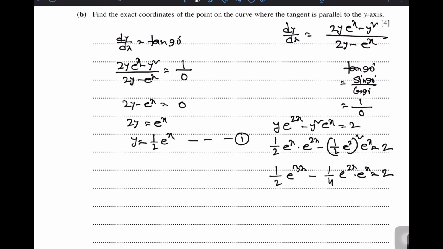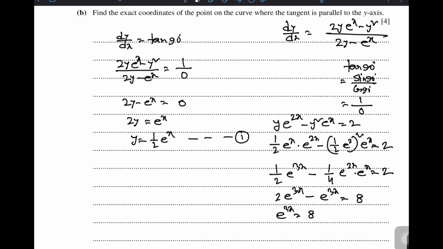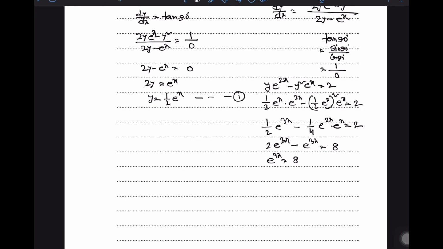Multiply all these terms by 4. So 2e^(3x) minus e^(3x) equals 8. e^(3x) equals 8. Let me take ln. 3x equals ln 8. 8 means we can write 2 cubed, so 3 ln 2. So 3 cancelled, x equals ln 2.